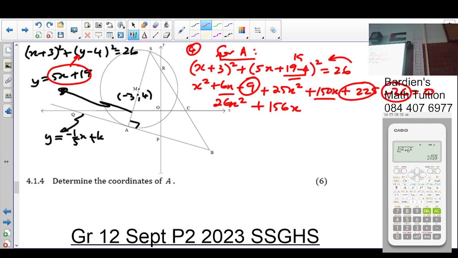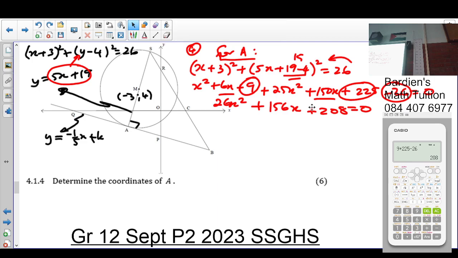Okay, so it's going to be 9 plus 225, sorry, minus 26, which gives us an answer of 208. Is that correct? Why do I feel like I'm alone in the class again?